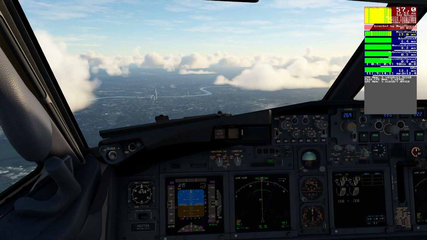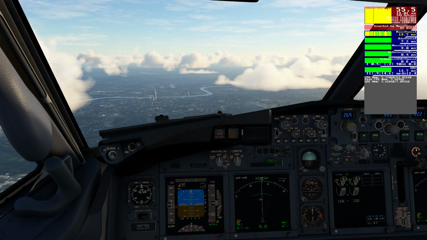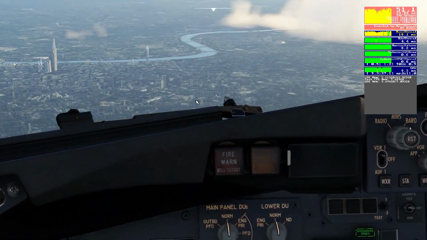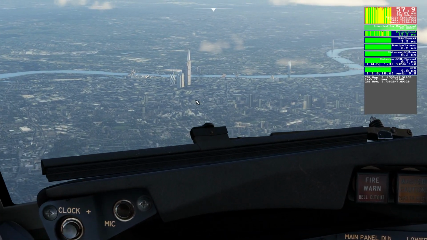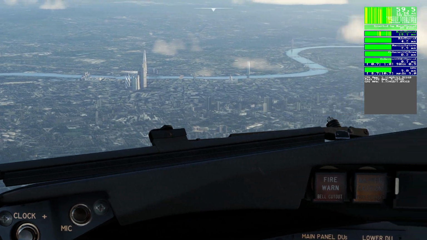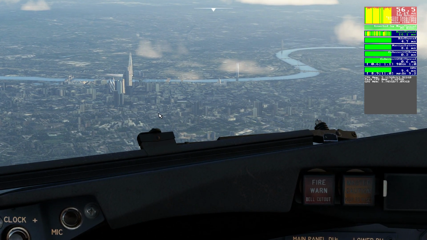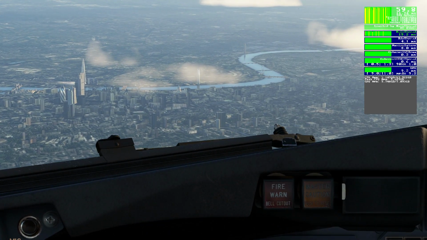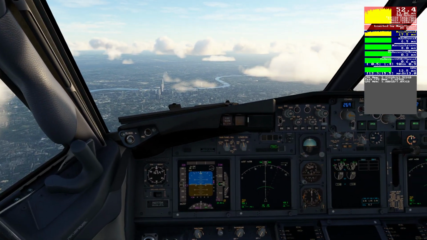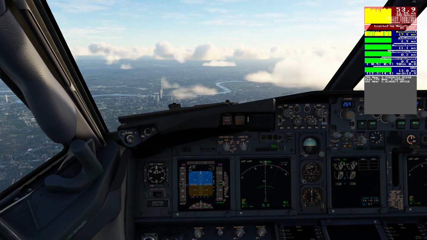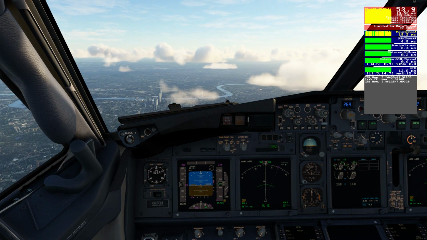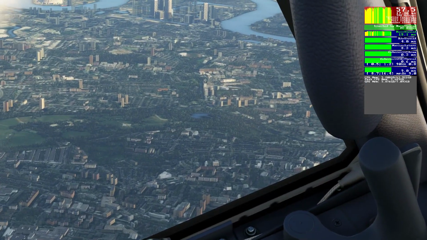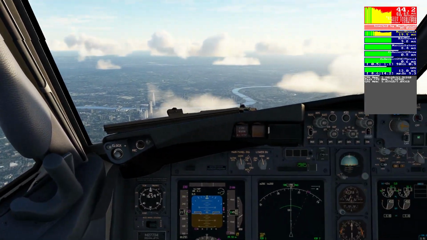Just going to take some speed brakes out here. It's about time we started slowing down as we go over London. Yes, everything here as well. I'm not sure what's going on with the loading of anything. Well, that's quite a sharp descent. I didn't mean to do that. I was trying to take a good look at London and ended up doing a way sharper descent than I should have.